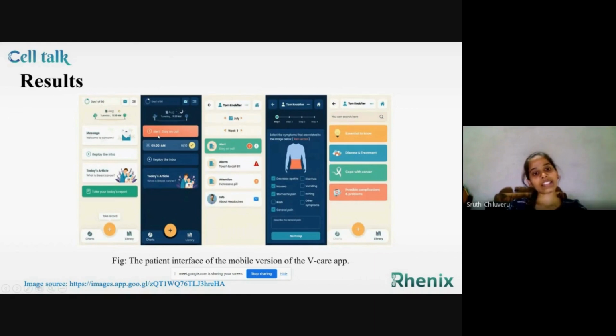This is an alert. The clinician can send an alert message like stay on call. And the next alert message is try to call 911. And also the attention was increase your pill. These are the message alerts which cancer patients can receive through the WeCare platform app.